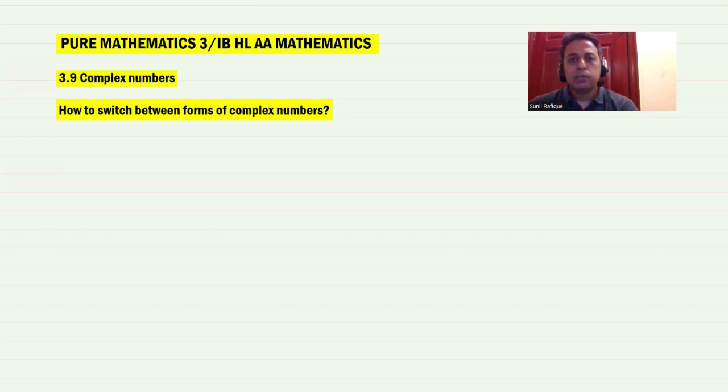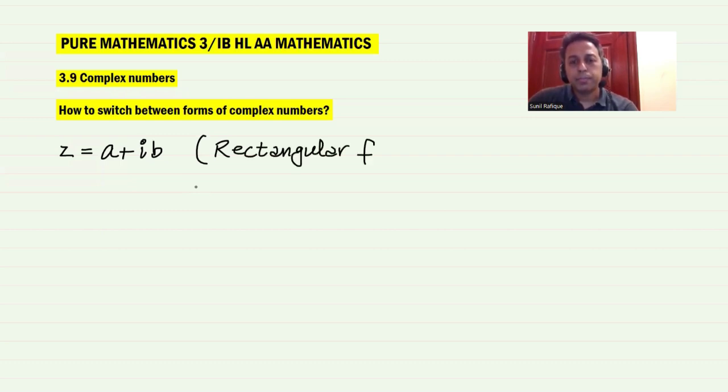So let's talk about the first form that I discussed in my earlier lessons. That was a plus ib, where i is iota. If a complex number is written in this form, it is known as the rectangular form. Also, there's another name you can use, the Cartesian form, which is the most common form that we come across on complex numbers.